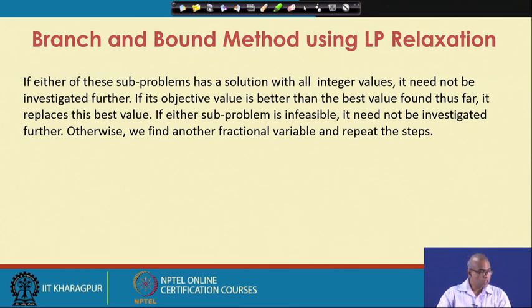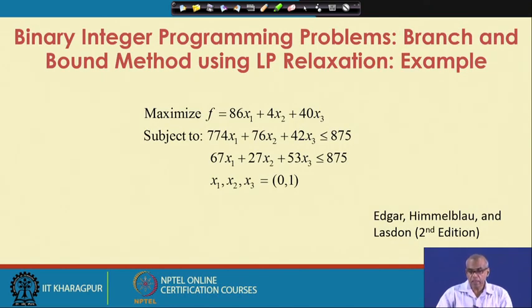So, these are the steps you have to follow to solve a mixed integer linear programming problem using the branch and bound method. Let us now take one example from the textbook and solve it using the branch and bound method using linear programming relaxation.